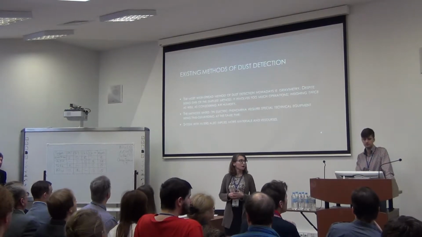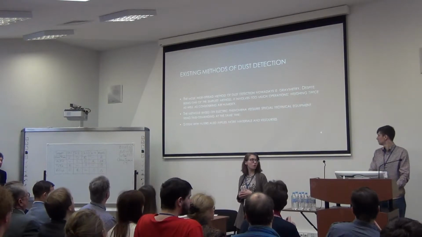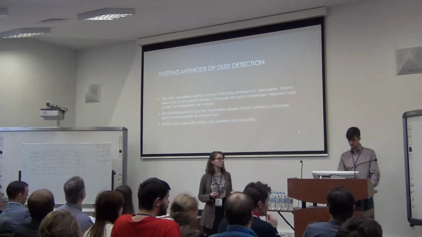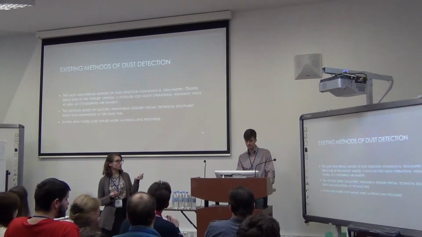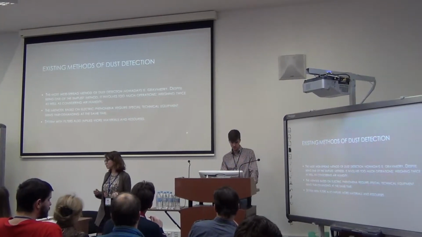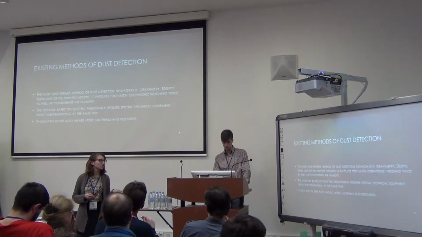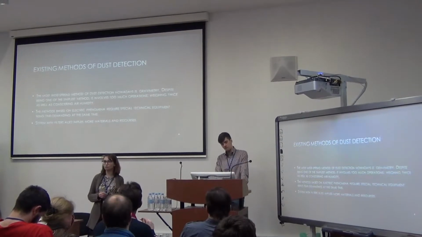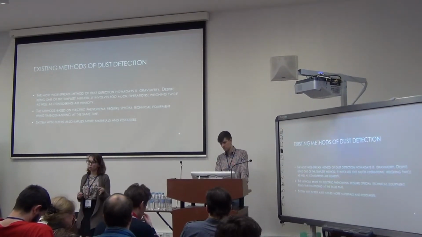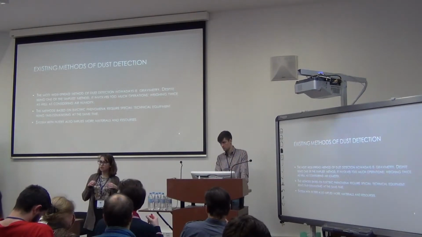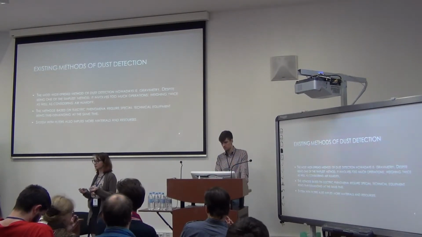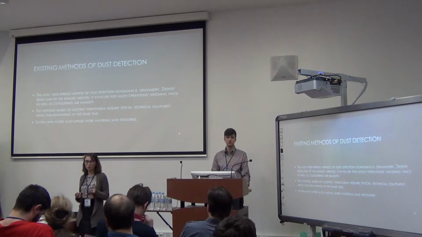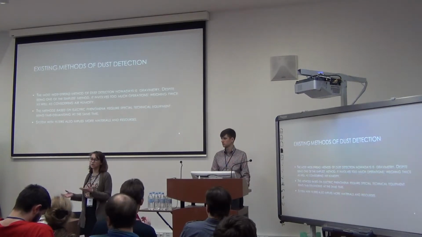Next slide, please. There are several existing methods of detecting dust, and the most widespread method of detection of how much dust is there in the room is a kind of gravimetry. When you get a piece of some material which absorbs dust, firstly you weigh it before you take the sample, and then after taking the sample, and that is how you know how much dust is there.